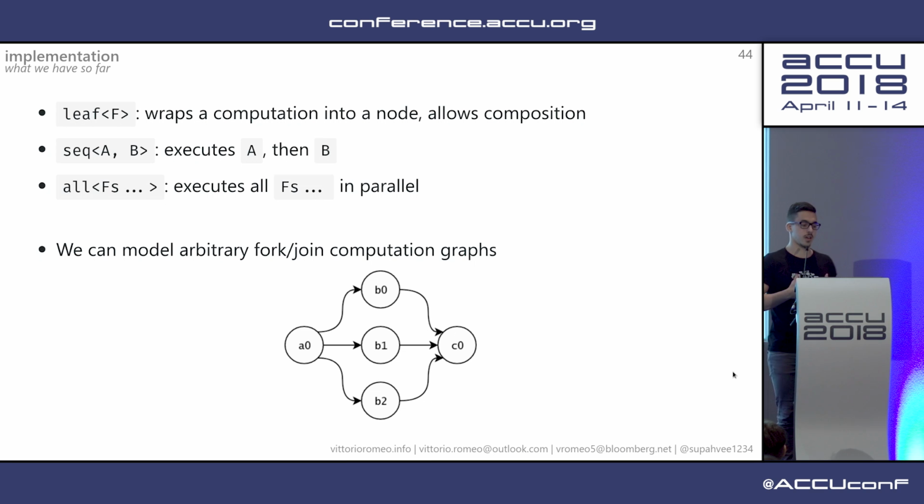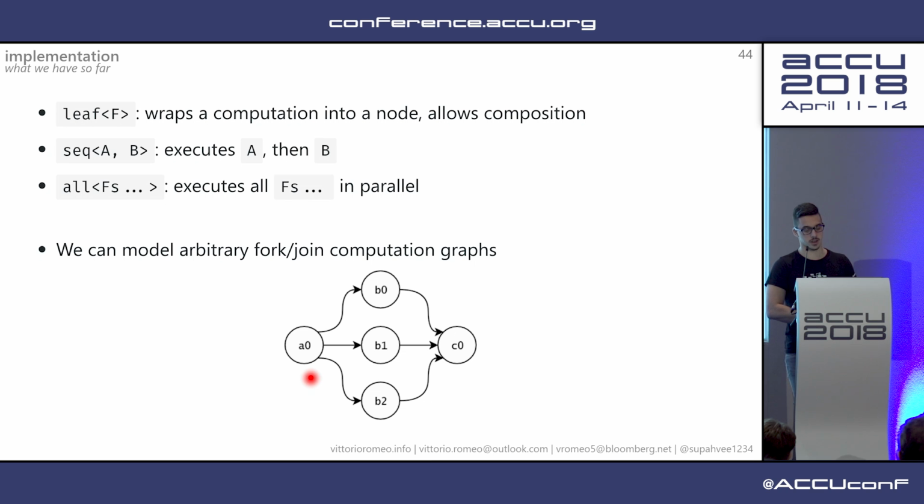So far, we have three abstractions. We have leaf, that just wraps a single computation into a node and allows composition. We have sequential, that executes A and then B asynchronously. And then we have all, that executes a bunch of computations in parallel. And with these tools, we can already model arbitrary fork-and-join computations.